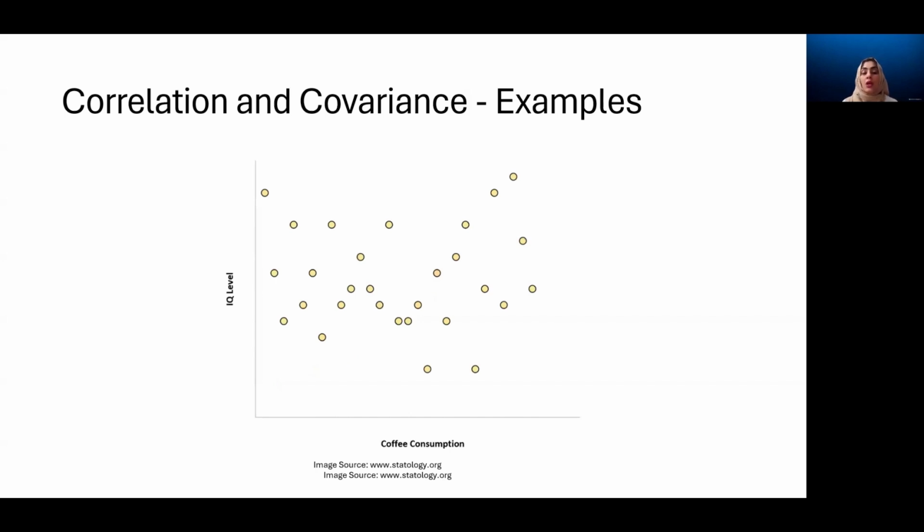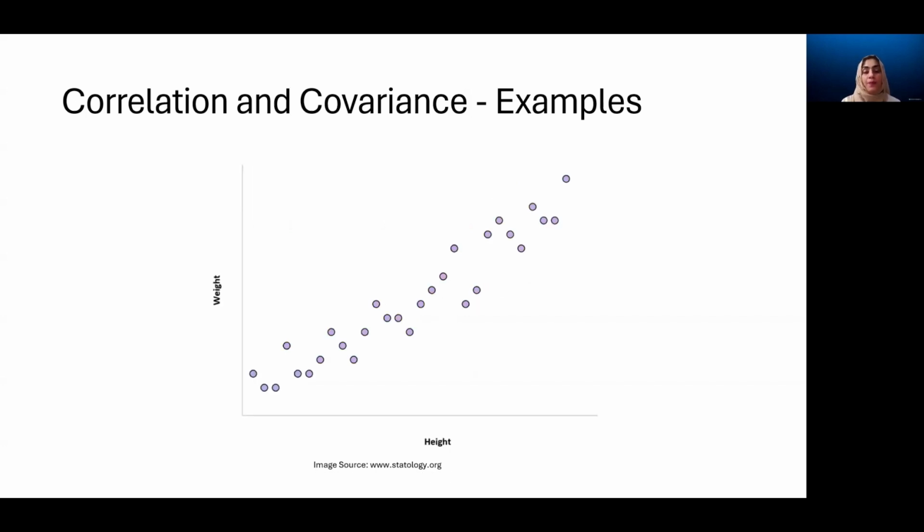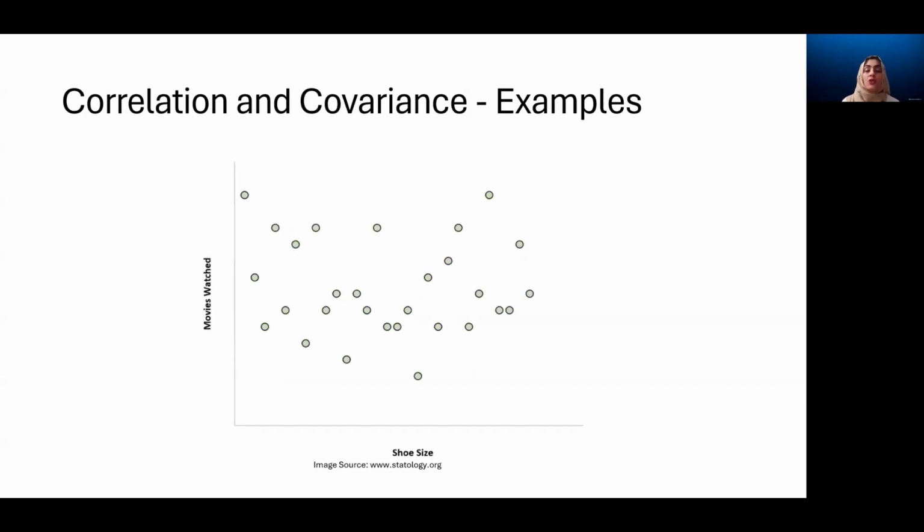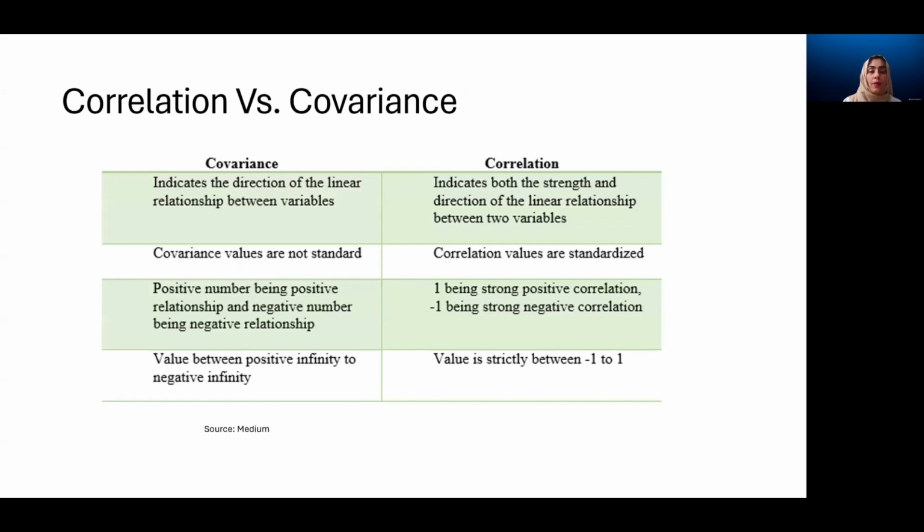Here you see the relationship between consumption of coffee and IQ level. By the scattering of the dots of the scatter plot, you can clearly see that there does not exist a correlation between these two quantities. Here, there is another positive correlation, between height and weight. And once again, you see no correlation between shoe size and the number of movies watched by a person. Now, it's time that we compare the correlation.